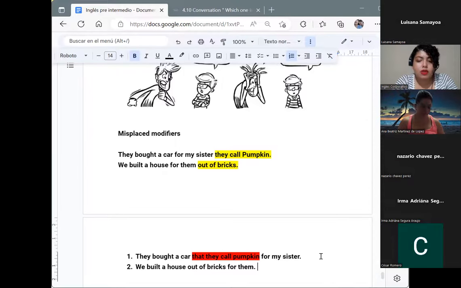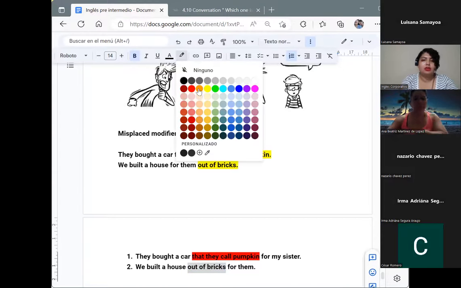En este caso no lo vamos a utilizar, ¿verdad? Como algo inexistente, sino algo de lo que lo hicimos, ¿verdad? Del material que lo hicimos. Construimos una casa de ladrillos para ellos. We build a house out of bricks. Aquí, for them, para ellos.